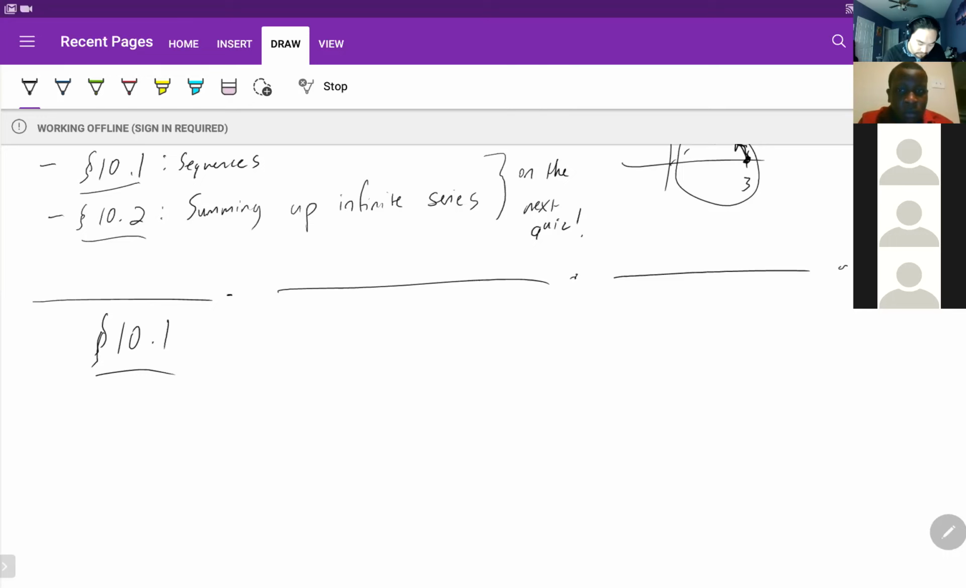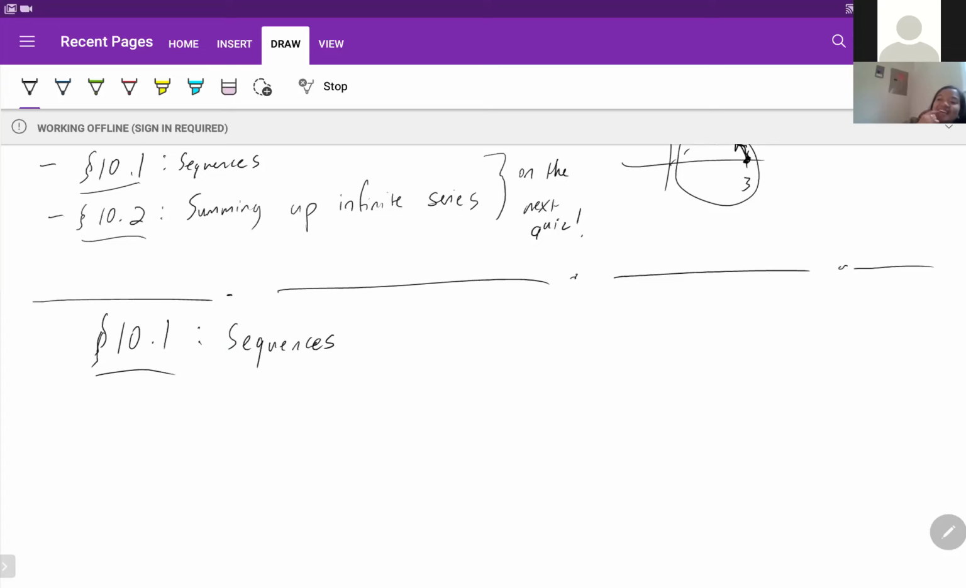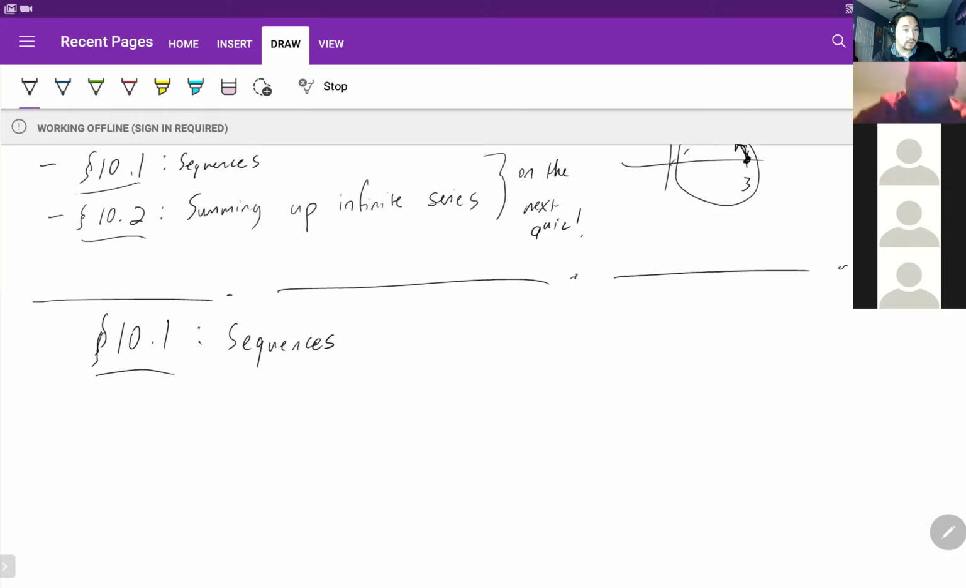And 10-1 talks about sequences. Did I spell it right? Yeah. Sequences. 10-1 talks about sequences, which is like the basic building block of series. If you don't understand sequences well, you're not going to understand series well. You're not going to understand the later stuff well, and so on and so forth. So it is important that we understand sequences relatively well.